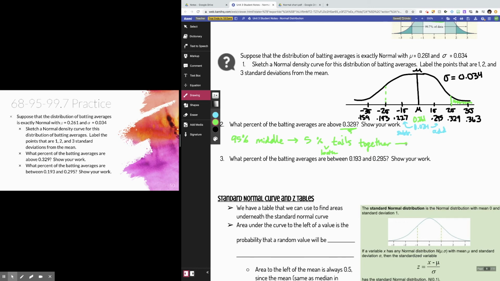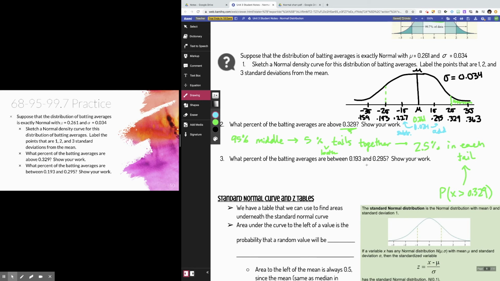Okay, so that means, since this is symmetric, that the area is the same in the 2 tails. So that means there has to be 2.5% in each tail. Okay, so this 2.5% is the probability that x is greater than 0.329. So we used our normal distribution to calculate a probability, right? We can do the exact same thing with a different interval.